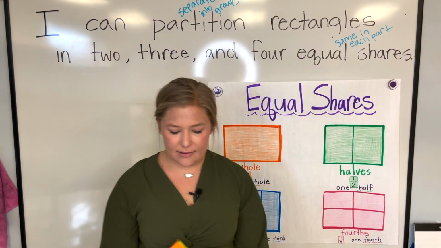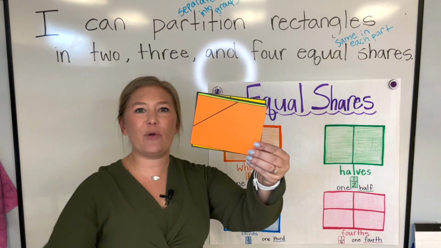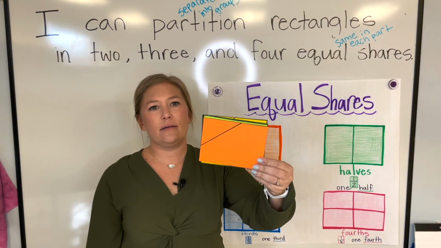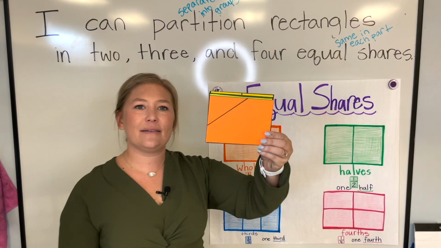All right, let's try another one. What about this one? This one also has a diagonal line. And it also has 2 parts. Are they equal?